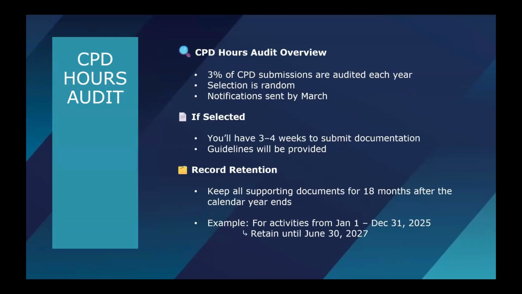There's a CPD hours audit. 3% of CPD submissions are audited each year. Selection is random and notifications are sent by March. You'll have 3 to 4 weeks to submit your documentation and guidelines will be provided. Please keep all your documentation for 18 months after the calendar year ends. So as an example, for the end of December 31st, 2025, retain your documentation until June 30th of 2027.